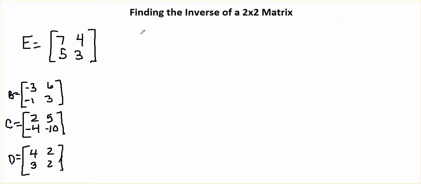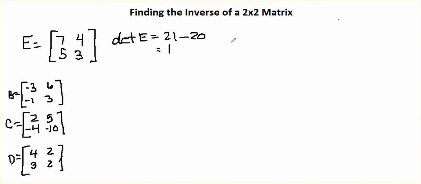And remember, in method 1, we use the determinant and we multiply a scrambled up matrix with 1 over the determinant. So the determinant of matrix E, what does that equal? That equals 7 times 3, which is 21. And then we're going to subtract from that the product of these two numbers, which is 20. So our determinant of matrix E equals 1.